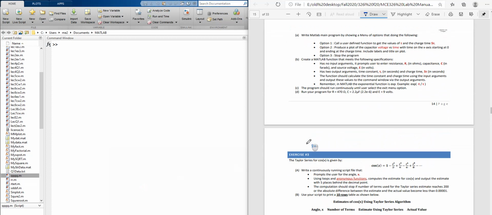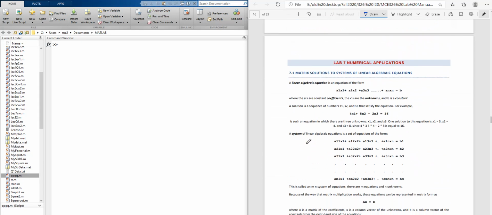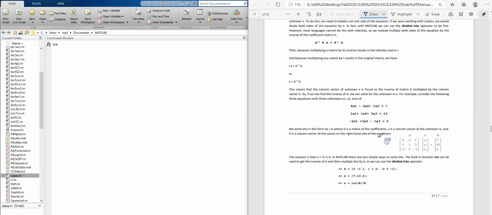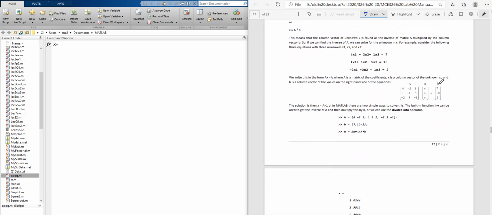In this lecture, we will talk about some methods that can be used to solve numerical problems, or algebraic equations. We have different numerical applications. The first one: how to solve a linear system of algebraic equations. As an example, let us say that we have these equations, and we want to solve them.